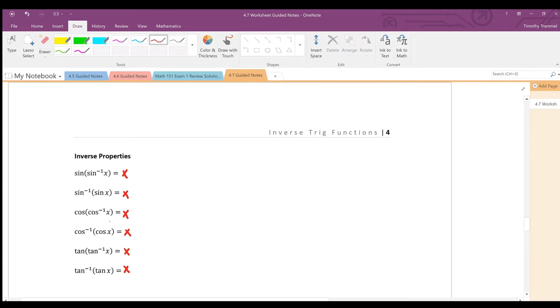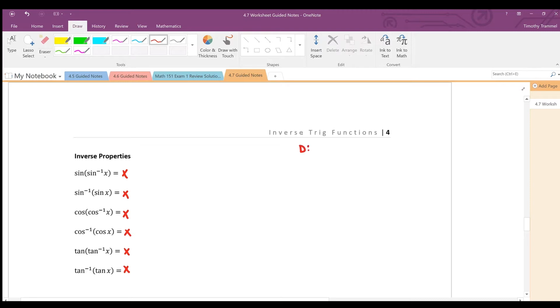This is because when we think about sine inverse, cosine inverse, and tangent inverse, we've restricted the domain of sine, cosine, and tangent. So this can't be true for all x. Okay, let's try this first one.